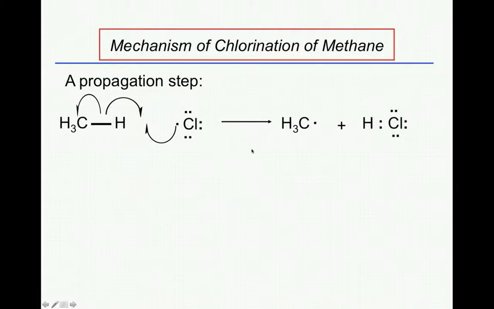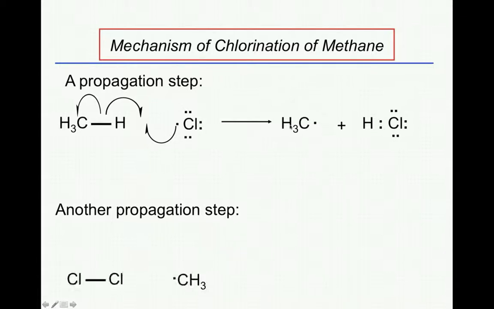Okay. In another propagation step, the methyl radical that we form can collide together with another molecule of molecular chlorine in a free radical mechanism to form a new bond between the alkyl radical and a chlorine atom, leaving behind another chlorine radical. So we get methyl chloride and a chlorine radical. Note both of these are propagation steps because in each case we start with a radical and produce a new radical.